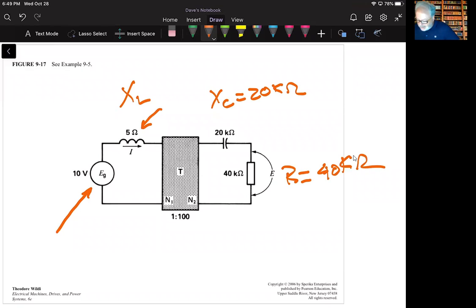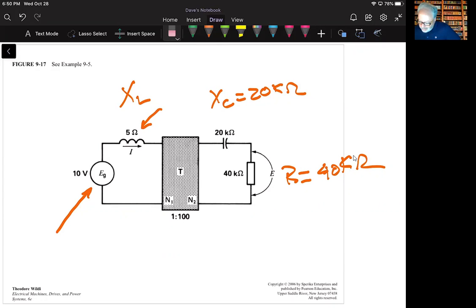Now, what I'm trying to determine is what the voltage is across here. And this is complicating things, isn't it? If this wasn't here, that would be a pretty easy thing for us to do. And even if we couldn't do it, we'd plug it in Multisim and let it figure it out for us. But this transformer sort of changes things. So how do we do this?